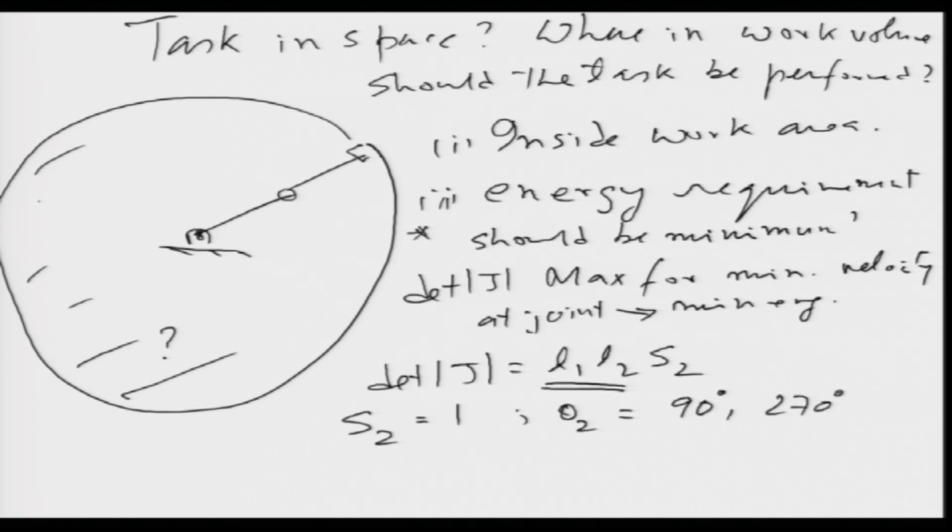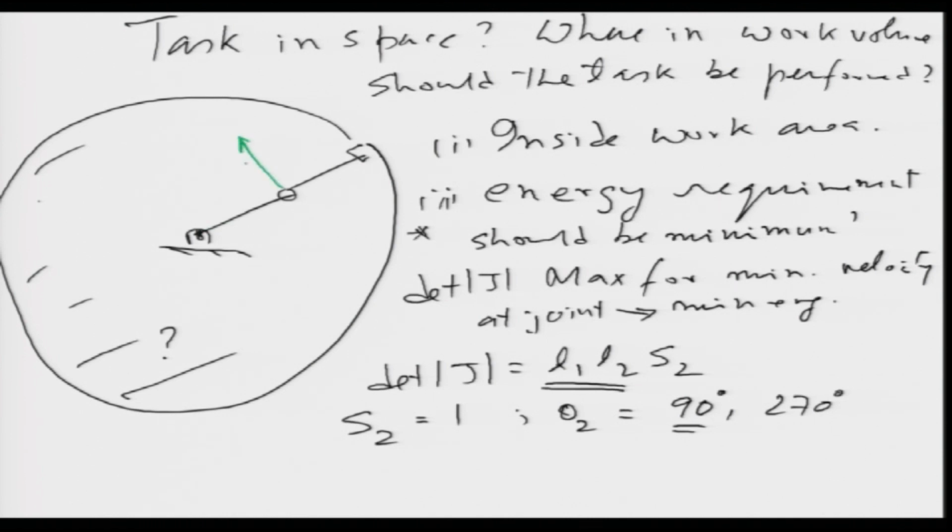So, this gives us the answer that you should perform a task such that your joint theta 2 should have an angle of 90 degrees or 270 degrees. Now, what are these two angles in terms of this manipulator? One is this configuration.